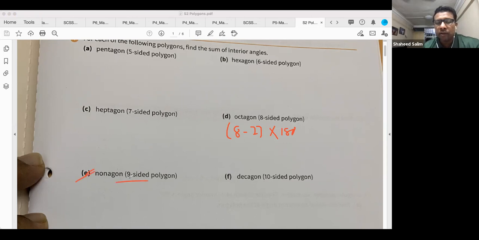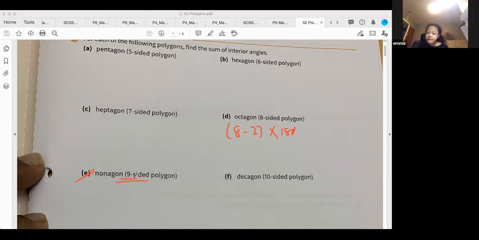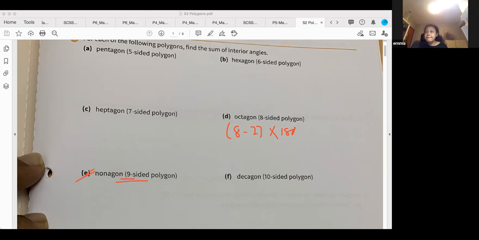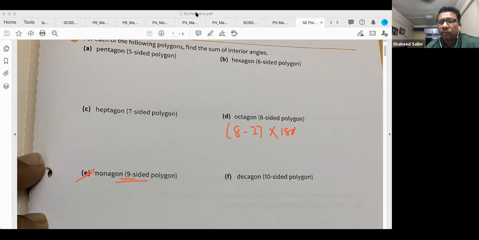Sum of interior angles. 1, 2, 6, 0. Okay. So there's three things here: the number of sides, the interior angle, and the exterior angle.